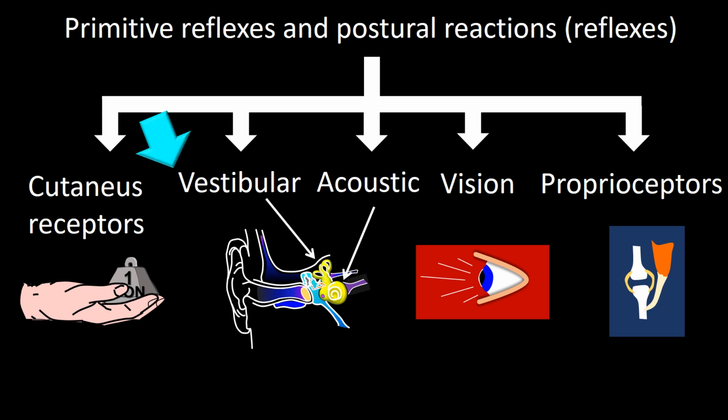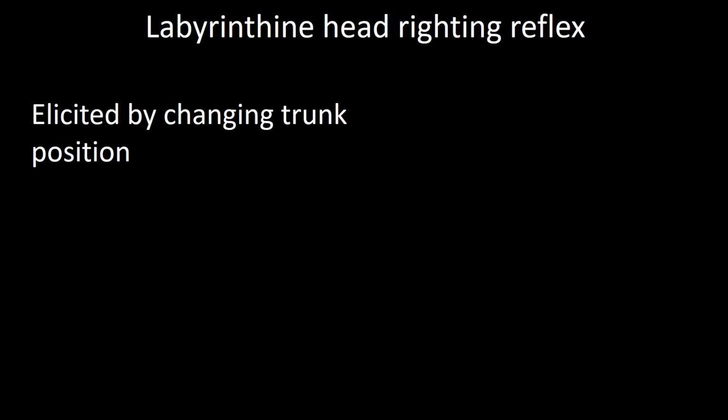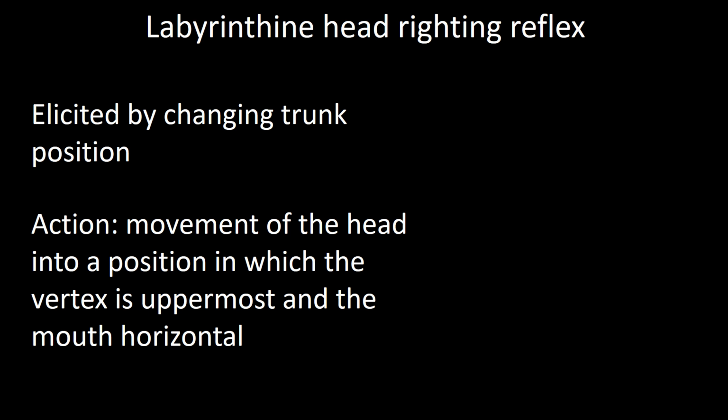We will now go through a postural reaction triggered by a vestibular stimulation. Such is the labyrinthine head righting reflex. This reflex is elicited by changing the trunk position in relation to gravity. The evoked action consists of movements of the head to achieve a position in which the vertex is uppermost and the mouth is horizontal. This reflex is very prominent in cats, but not in just-born kittens. I will illustrate it in the next few frames.